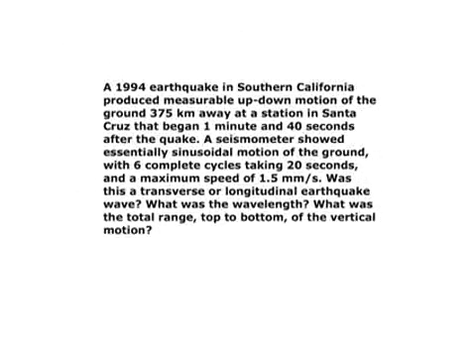Let's go back and look at the problem statement again. Here's the data that we need. The earthquake was measured 375 kilometers away from where it first began. And that was 1 minute and 40 seconds after the quake. And if we looked at the motion of the ground, it made 6 complete cycles in 20 seconds. And there was a maximum speed of 1.5 millimeters per second. Those are the pieces of information that we have. Let's look at what we need to answer. First off, what was the wavelength of the wave?